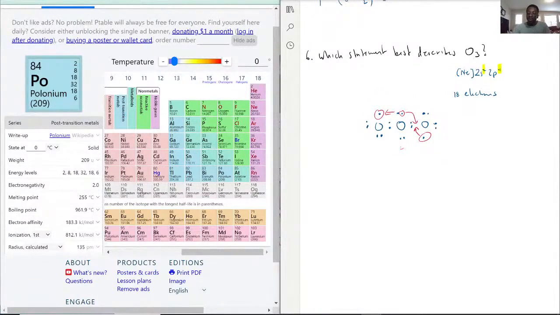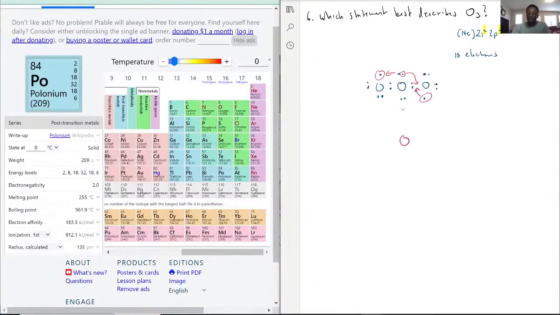So with that being said, if we redrew this, okay, we'd have O, and this is what we get. Okay, so it still fills its octet rule for the central oxygen, and each oxygen on the side has filled its octet rule as well.